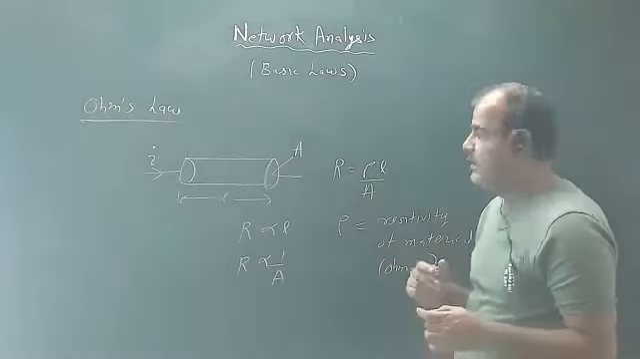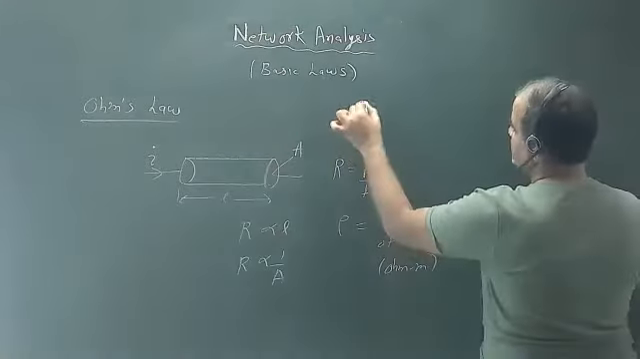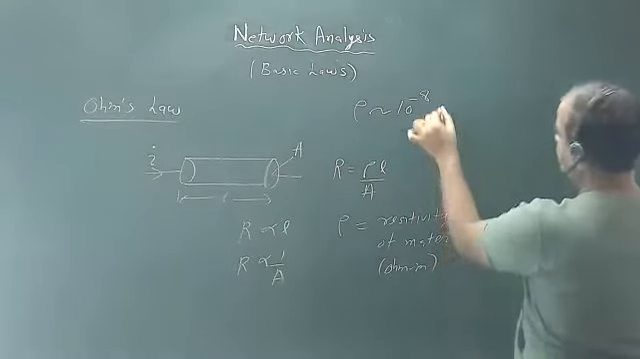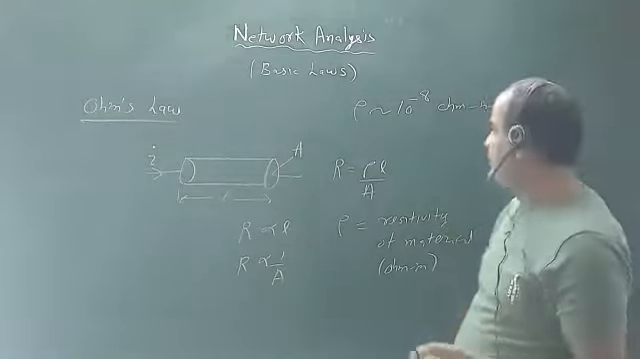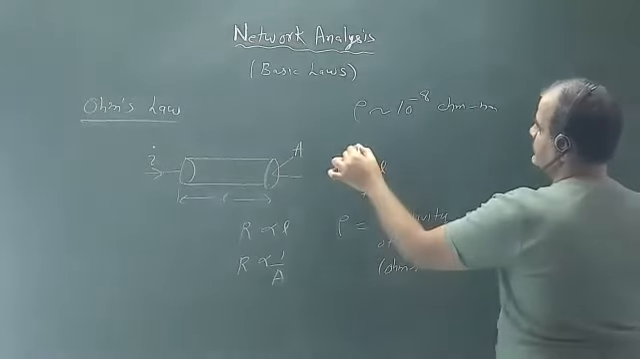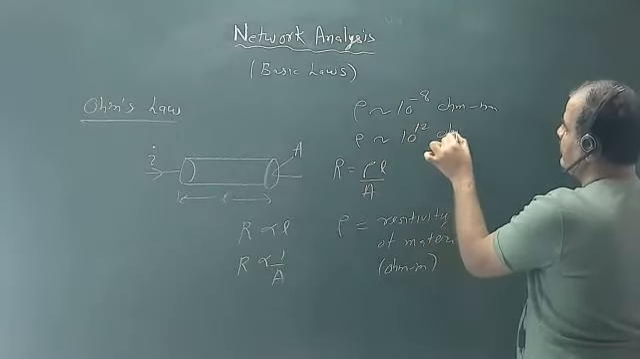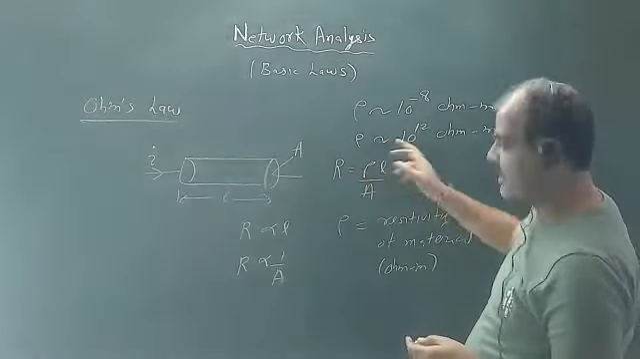For example, a good conductor like silver and gold has a resistivity on the order of 10 to the power minus 8 ohm-meter. Similarly, a good insulator has around 10 to the power 15 ohm-meter. So resistivity values for insulators are very high.